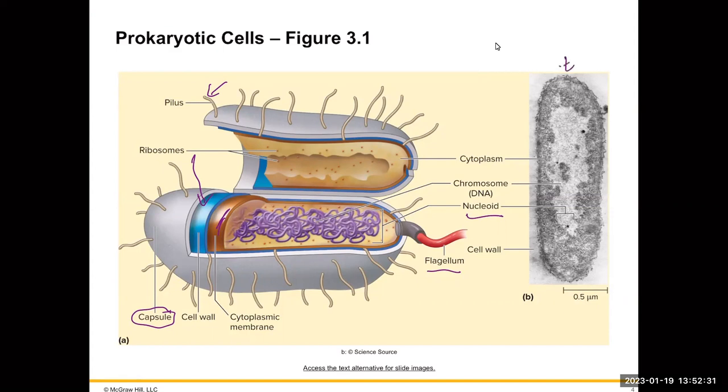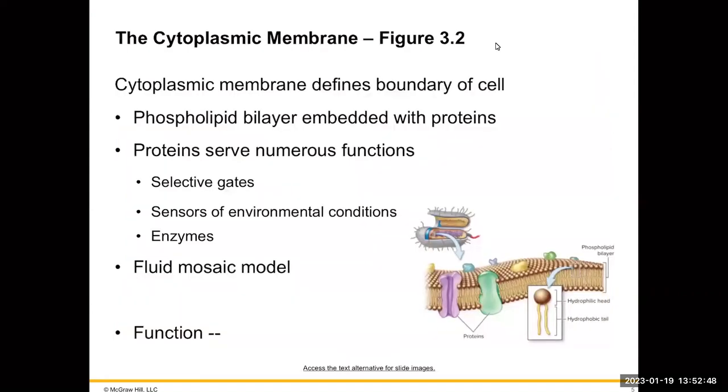Okay, so now this is an electron micrograph. So this is really fine detail, and you can kind of see some of this stuff. So you can see the cytoplasm, you can see the cell wall, the nucleoid region. Okay, but now we're going to go over all those parts. Okay, so the cytoplasmic membrane, it defines the boundary of the cell, and it's really going to regulate, and I don't have enough room down here, regulates what enters and exits the cell. So cell transport.